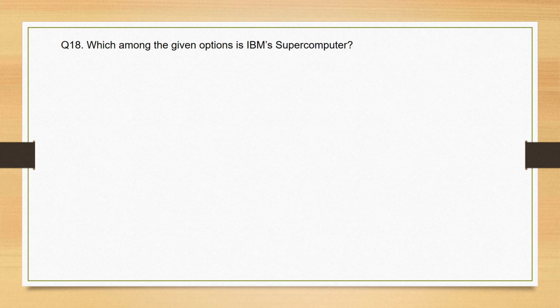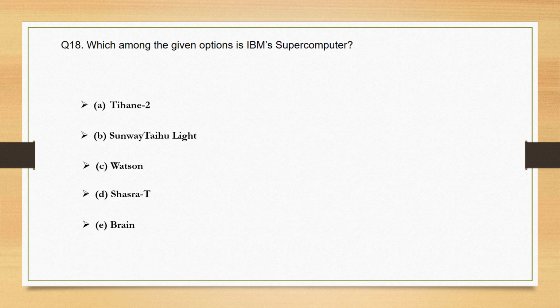In this question we have, which among the following given options is an IBM supercomputer. So we have Tianhe-2, Sunway TaihuLight, Watson, and others. This question you can basically memorize, and Watson is the correct answer. This is an IBM supercomputer. Although these are all supercomputers developed by different companies, the supercomputer developed by IBM is nothing but Watson. So this is the correct answer. Let's move to the next question.